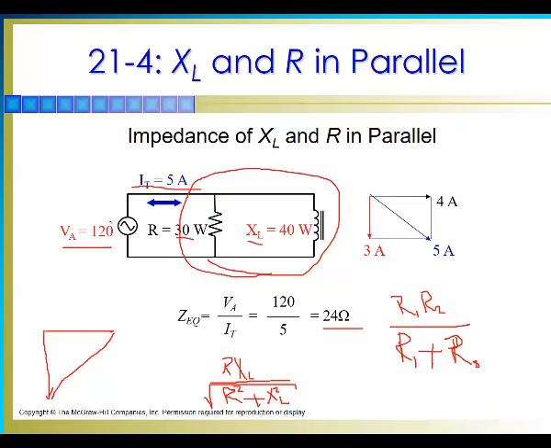But if you know the total voltage and the total current, just divide the voltage by the current, and that will give you the impedance. That will be quicker if you know these two values, I and V.